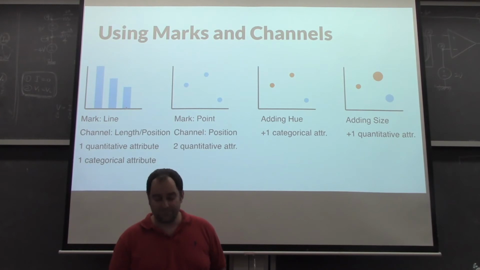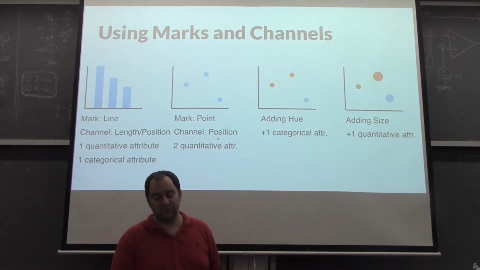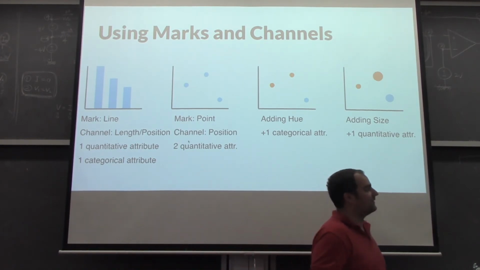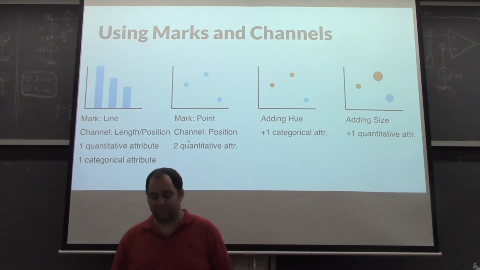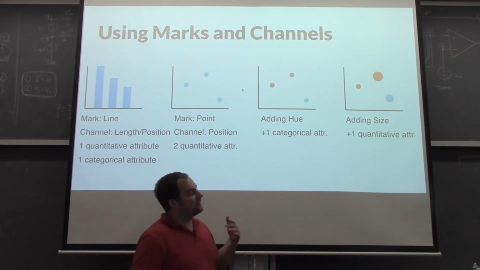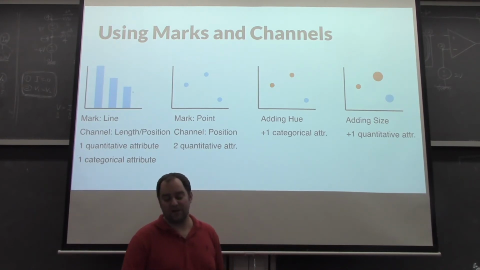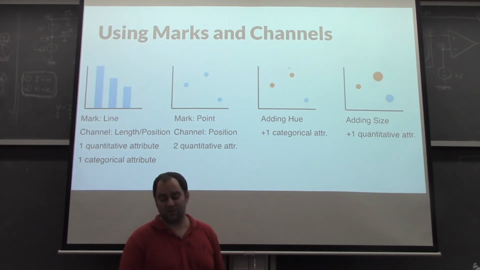On this chart here, if we use as a mark a point and then channel position, we can encode two quantitative attributes and we get something like this scatter plot, and we can see the relationship between these quantitative attributes very well. If we then want to use an additional categorical attribute, for example, to again encode the continents that we had here, we can add, for example, hue, and then we can distinguish, let's say, the European values from the African values.